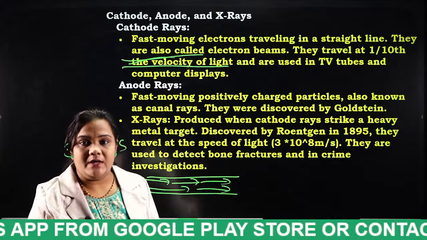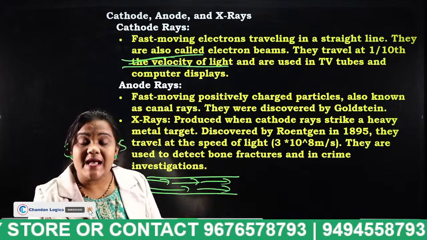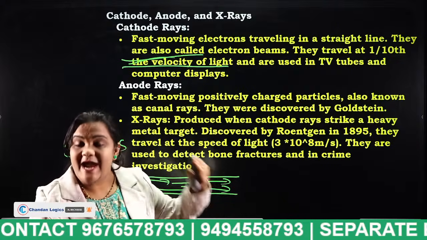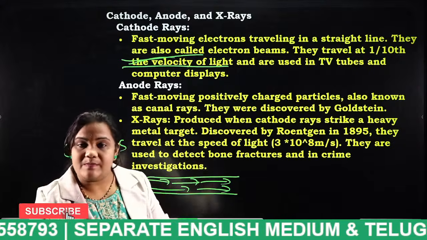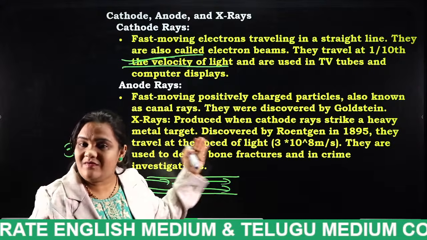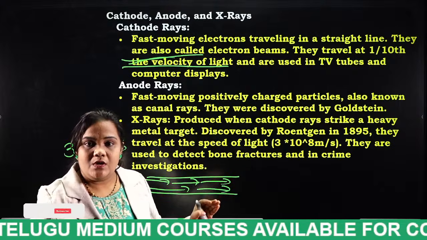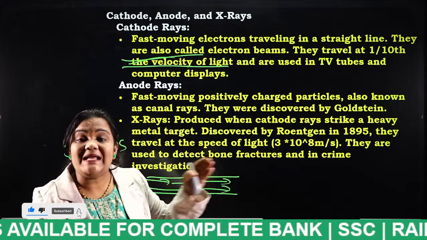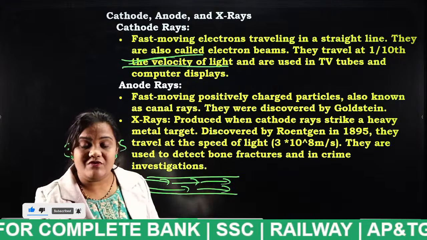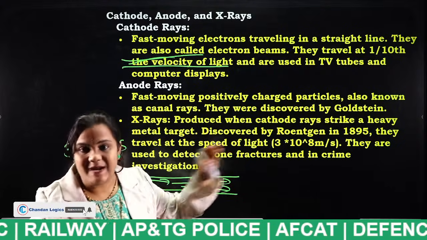Very, very important. What do you mean by cathode rays, students? Cathode rays are fast and straight moving rays, nothing but straight moving electron beams. Where will we use these cathode rays? In TV tubes and computer displays. What is the velocity of cathode rays, students? 1/10 of the velocity of light. We all know the velocity of light is 3 into 10 power 8 meters per second.